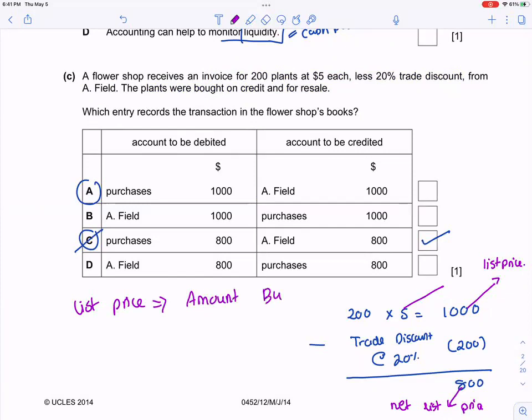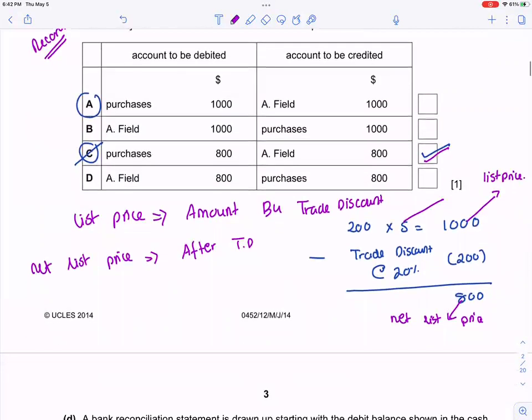Please write it, and then when you all go through it, you can come through these terms. So list price is the amount before trade discount. Net list price is the amount after trade discount. And whenever you record your journal entries, you will always record it at which price? After trade discount, that is with net list price. Once you get the net list price, there are two discounts that we give. What are these other discounts that we give on the net list price?